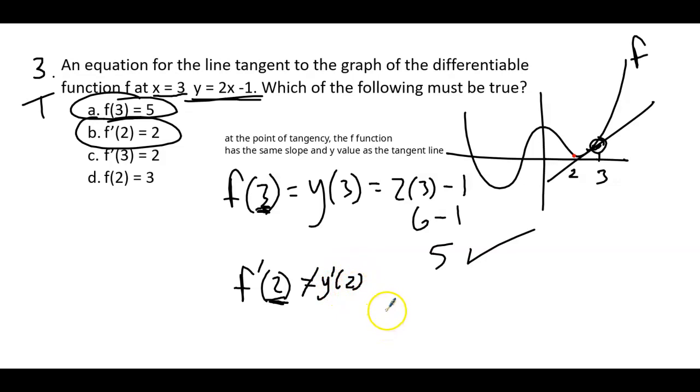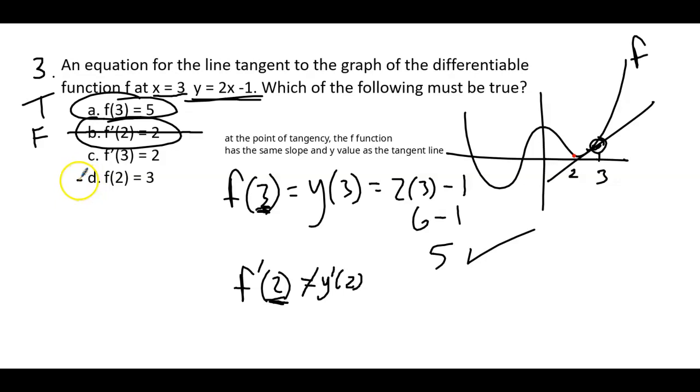Okay, so we actually don't have enough information to say anything about what's going on at x equals 2 right now. So that's not necessarily true. It could be true. It doesn't look like it based on my picture, but remember, that's not really what the graph looks like necessarily. The point is that we just don't have enough information. All we know is that since the tangent line is touching the function at x equals 3, the function f has the same slope and y value as the tangent line at that point only.